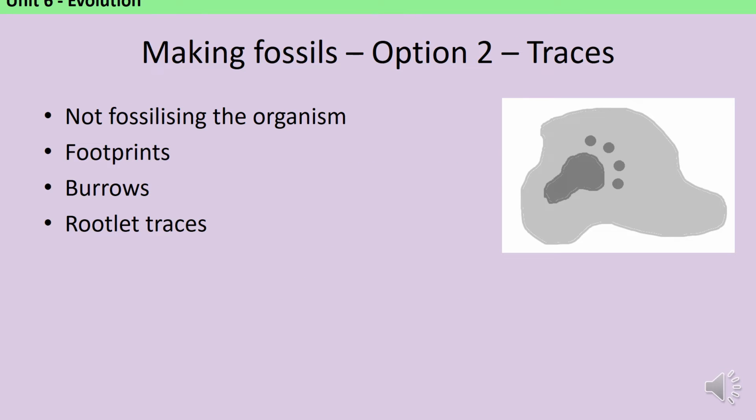The second option is not fossilising the organism at all, but fossilising traces it's left behind, like a footprint or a burrow or a rootlet from a plant. Now these are far less common because, as we've said, the easiest way to make a fossil is actually under the sea, and then there tend to be fewer footprints under the sea. But again, we've got the same process. So we've got an impression that's made by something being pushed into the floor, like a footprint, and then sediment has formed on top and kind of taken the shape of it, and it's gradually hardened to rock.